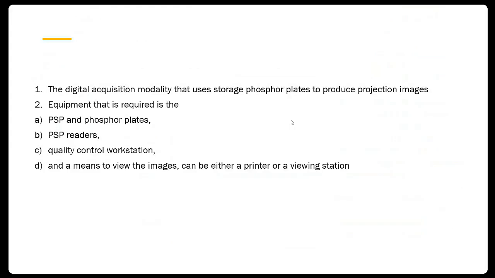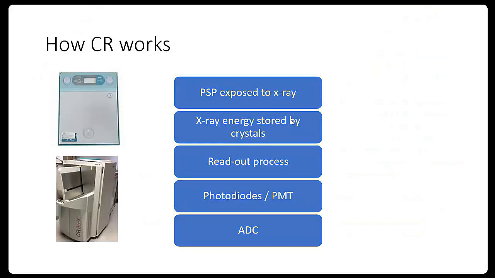The CR system is also a two-step process. There will be an image capture and an image readout done separately. The first step is image capture and the second step is image readout. Here is a picture of a CR cassette. This is how a CR cassette looks, and here is a picture of a CR reader into which we put the CR cassette and do the readout process.